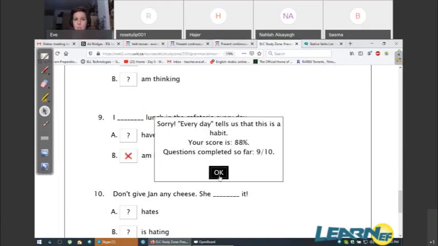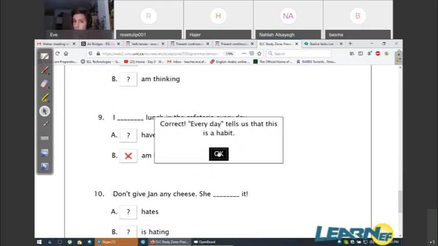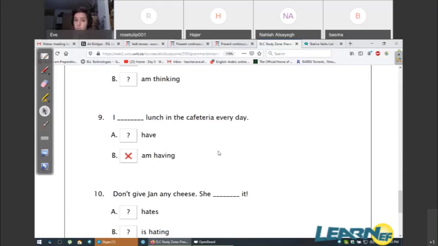I'm having lunch in the cafeteria every day. No, every day: I have lunch. So when do I have to use I'm having? Right now, only now and only a temporary situation. We talked about it. So right now I'm talking. I'm going to give you an example. I can name at least 10 things I'm doing right now: I'm blinking, I'm talking, I'm listening, I'm explaining, I'm speaking, I'm sitting on my chair, I'm twirling in my chair, I'm typing maybe, I'm exercising. So many things I'm doing right now.